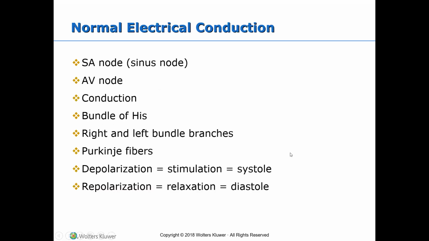So normal electrical conduction, like we talked about before, you have the SA node fires. Then you have an AV node that gets hit with that electrical current, and you have conduction. You have the bundle of His to the right and left branches through the Purkinje fibers and the depolarization and repolarization. So depolarization is stimulation, and that's your systole. That's your number. These are your blood pressures, right?